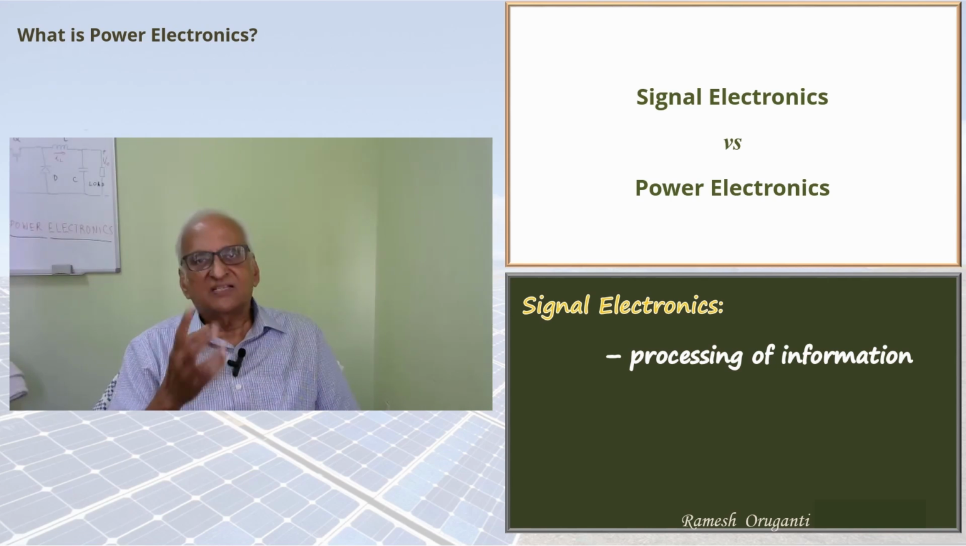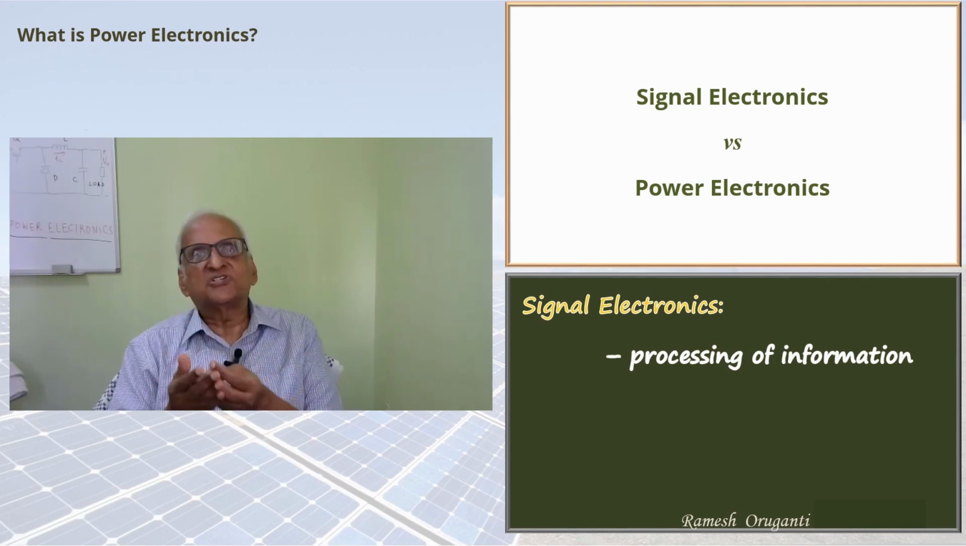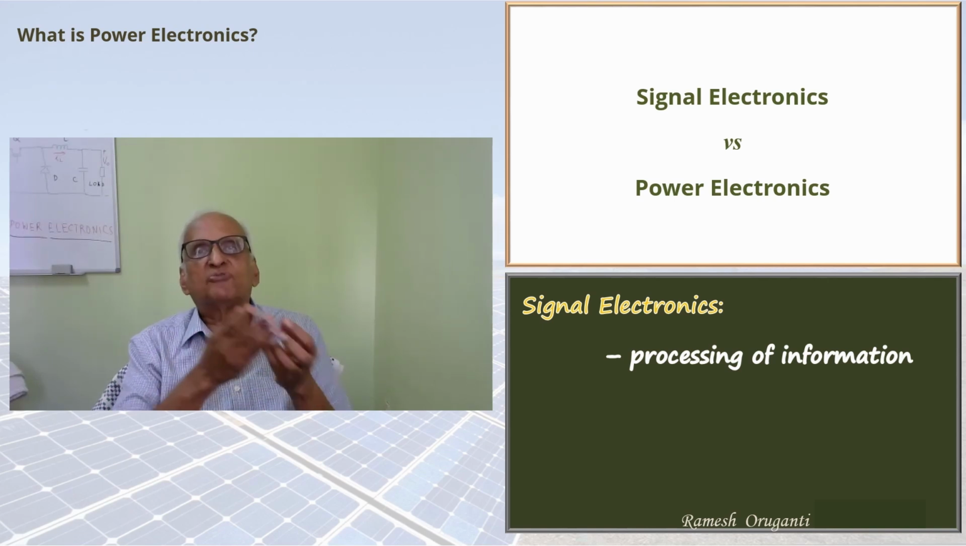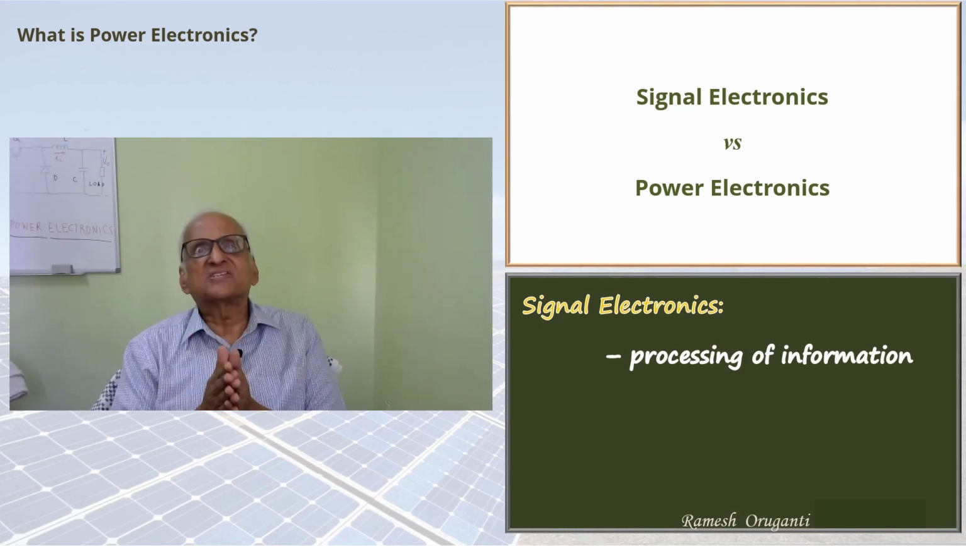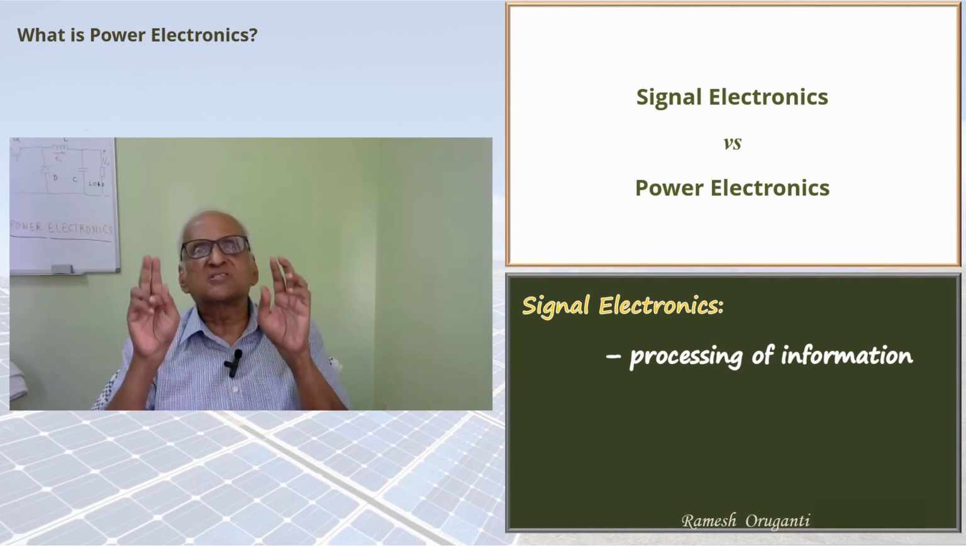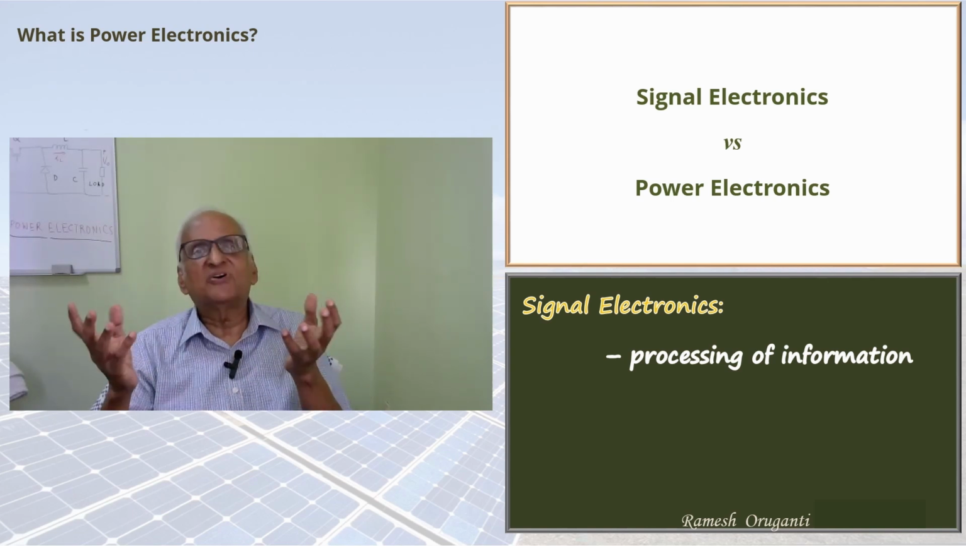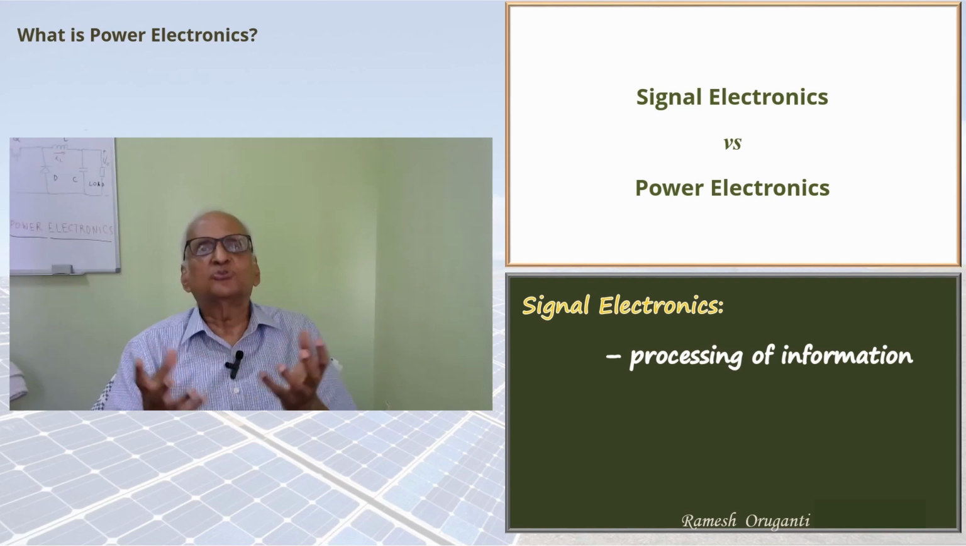So digital signal also, digital information also in most cases is coded in the form of an electrical signal, a current or voltage waveform which contains the digital information. So that is the characteristic of signal electronics or microelectronics. They process information. You can amplify, you can change, you can compute, you can do so many things.